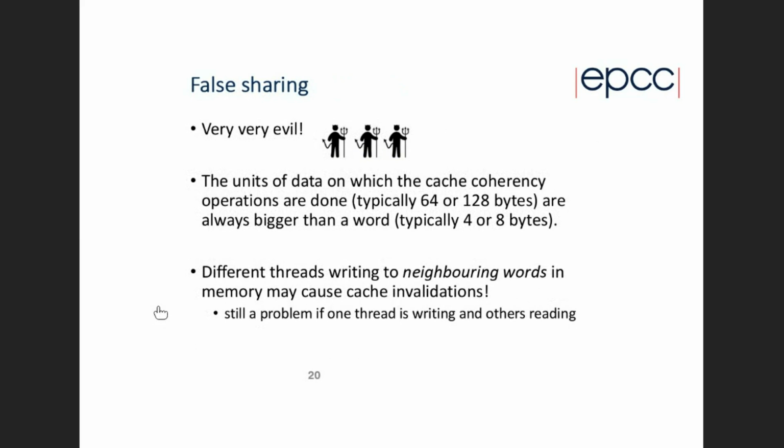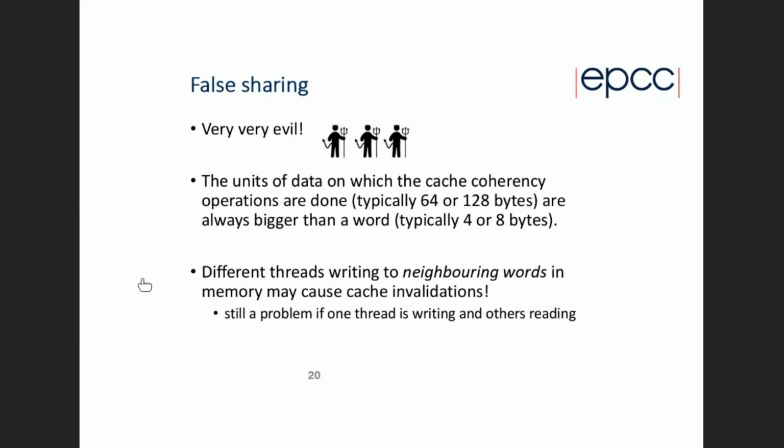And then the last nasty thing is false sharing, though to be fair, this is getting better in recent hardware. It still exists, but it's not as bad as it used to be. This nasty effect is caused by the fact that when we talk about cache coherency operations, acquiring exclusive access on data items and doing invalidations and so on, these are done on cache lines. These units of data are typically 32, 64, or 128 bytes long, in other words, always bigger than a single word.